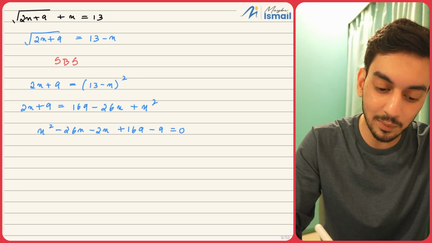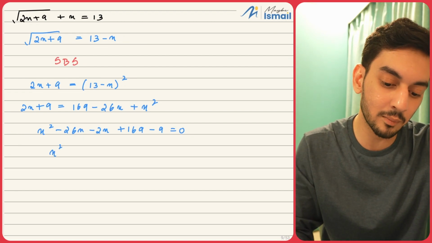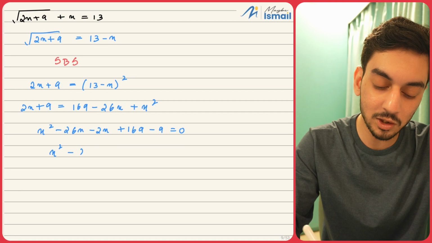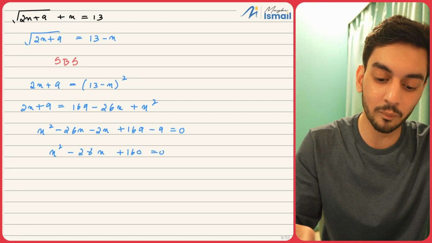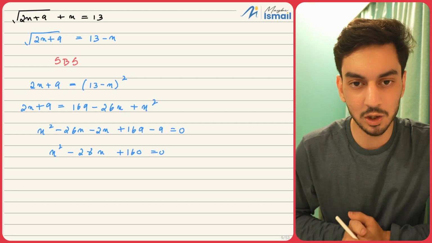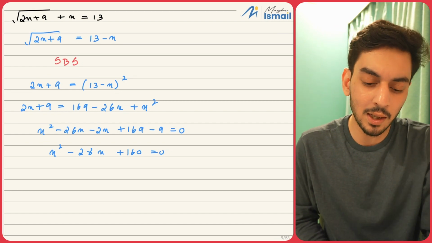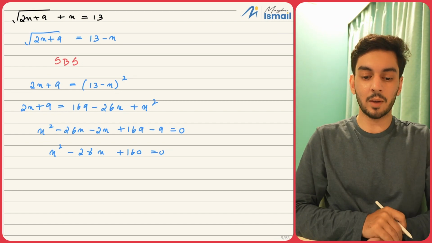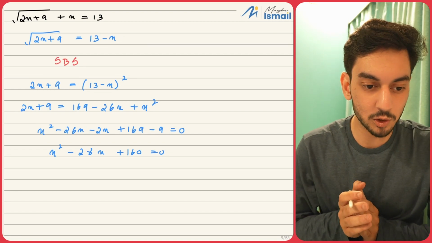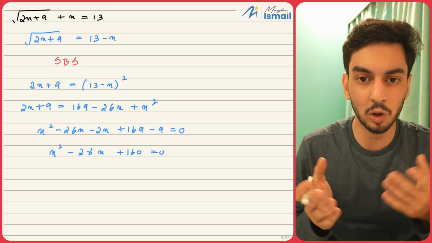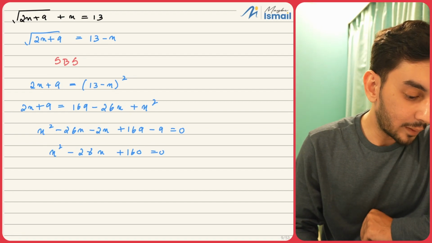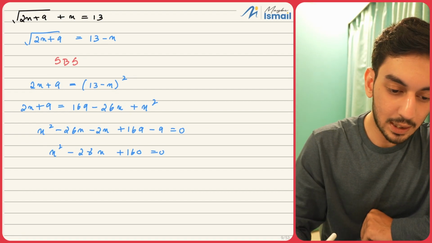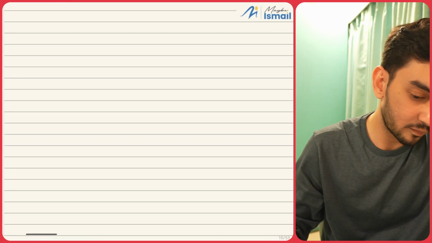When I simplify this, it becomes x square minus 28x plus 160 is equal to 0. Now that's a very basic quadratic equation which you can easily solve by splitting the middle term. I won't be completing this question. I'll just leave it for you, and you can probably help each other in the comments if somebody is not able to do it. Okay, fine. Let us move ahead to the next question.